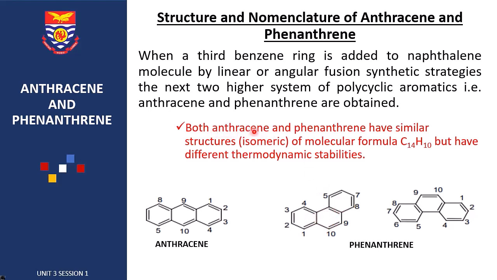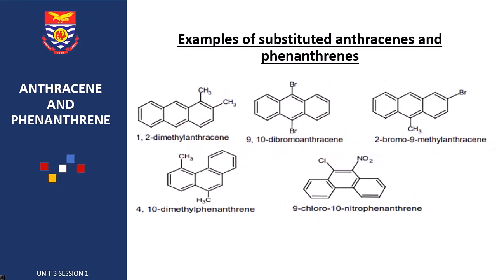Now, both anthracene and phenanthrene have similar structures, with the same chemical formula, C14H10. However, they have different thermodynamic stabilities, and that is what we'll be looking at in the next slide. To look at the thermodynamic stabilities of anthracene and phenanthrene, we'll quickly look at the substituted anthracene and phenanthrene derivatives and their nomenclature.